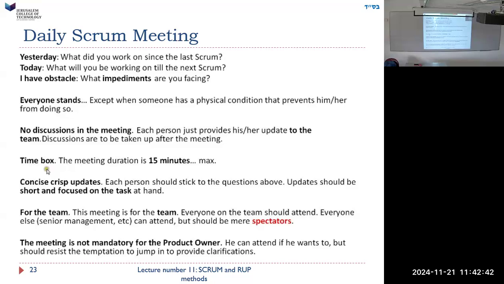No discussions in the meeting. Each person just provides his or her update to the team. Discussions take place after the meeting. Notice, I just say what my obstacles were, and people don't try to offer solutions, because that would be a discussion. Maybe you try this, or that, what about this? Oh, I tried that, but it didn't work. You can have a long discussion about all the things you can do to get rid of his obstacle, but that's going to waste everybody's time, because nobody's interested in that.